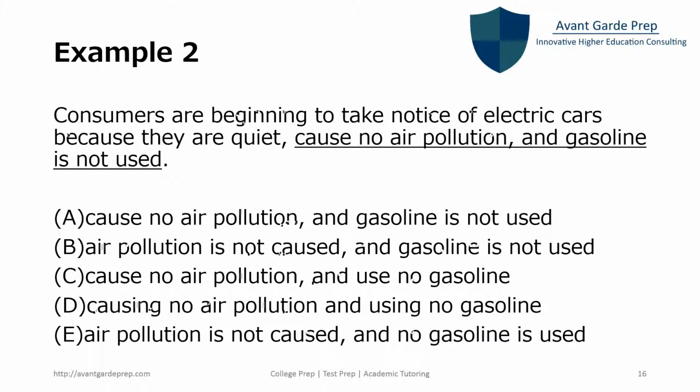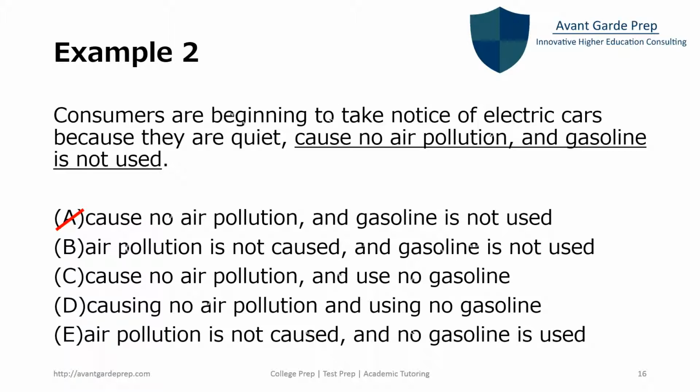Okay, example 2. Consumers are beginning to take notice of electric cars because they are quiet, cause no air pollution, and gasoline is not used. Okay, so recognize that the parts of a series separated by commas need to be in parallel structure. They are quiet, they cause no air pollution, and gasoline is not used. This is not parallel. Okay, so that means A is incorrect.